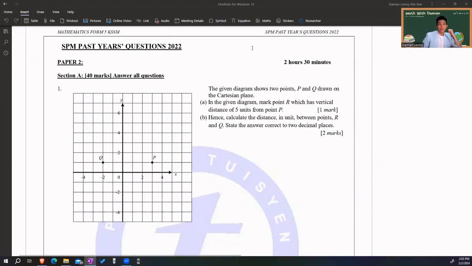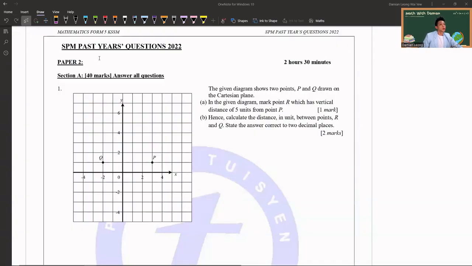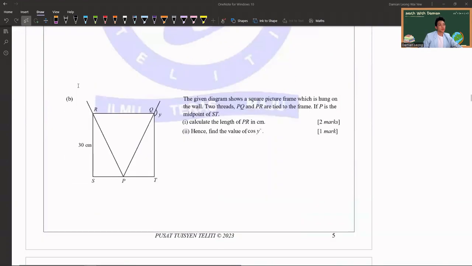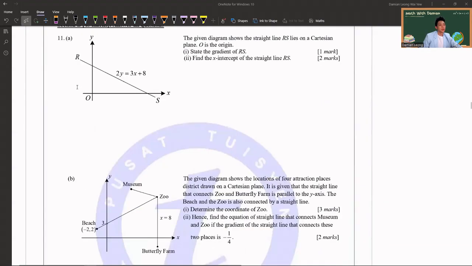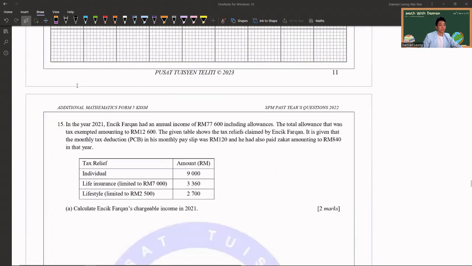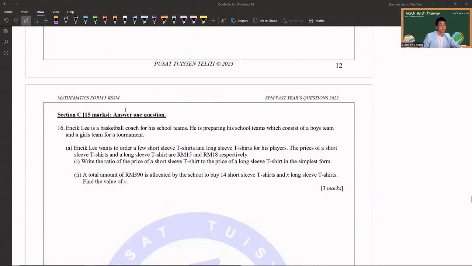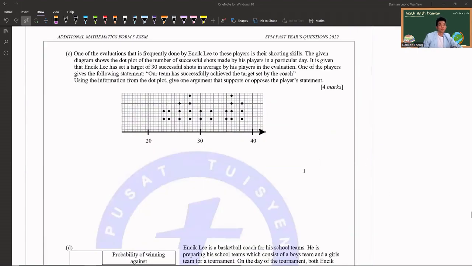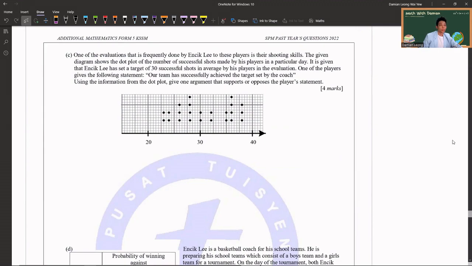And now let's look at the paper 2 questions. So in paper 2, we have section A, section B, and section C. For section C, you only answer one question out of 2. So there are 2 questions, choose one. Whereas for section A and section B, you have to answer all the questions.